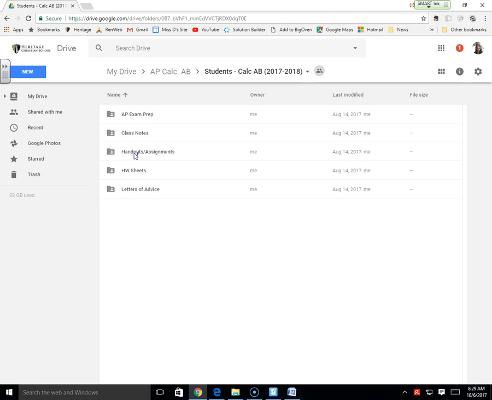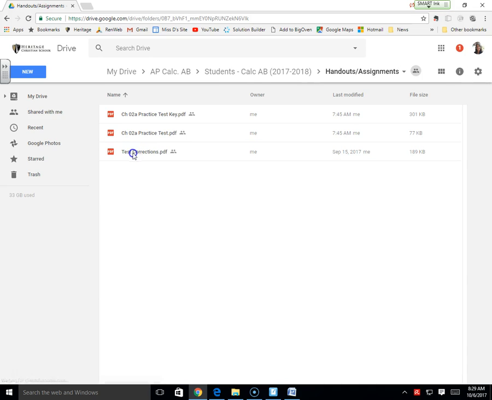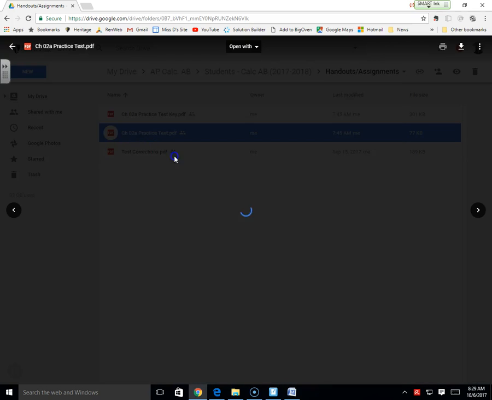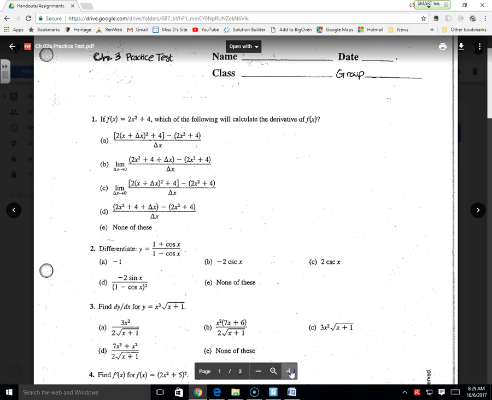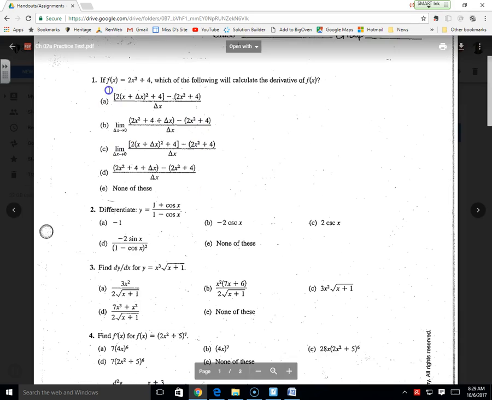You guys know where I am right now, right? Okay. I'm on the handouts assignments one. If I double click there, what do you guys see? Chapter 2A, practice test and practice test key. No, is this totally a format of one of my tests? No. But this is one that I've given when we used an old book and they didn't really have good reviews in the book. This was the practice test I would give out. Do you guys see some multiple choice questions?